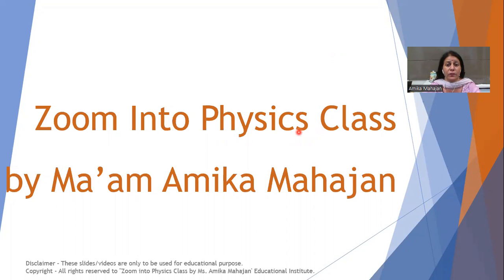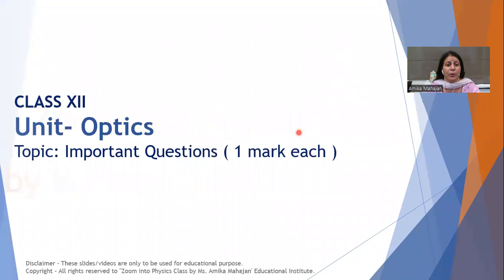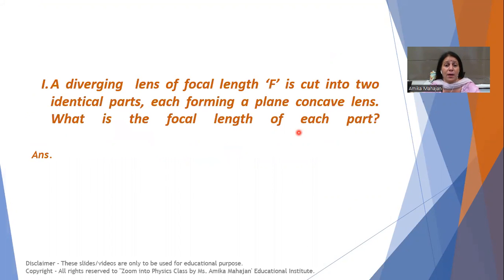Welcome to my channel. This video is focused on 1-mark questions, important questions from optics for class 12. First of all, first question is, a diverging lens of focal length f is cut into two identical parts, each forming a plane concave lens. What is the focal length of each part? It will be twice the focal length of diverging lens.